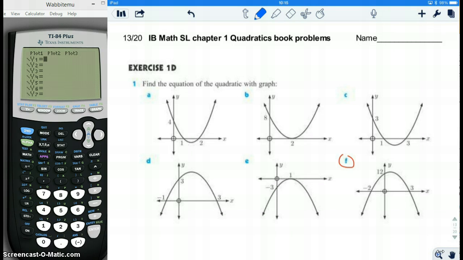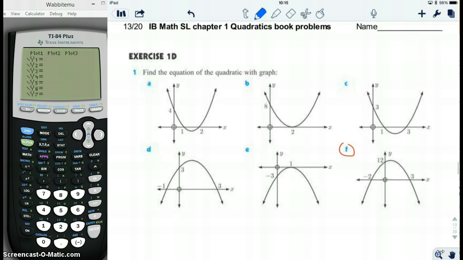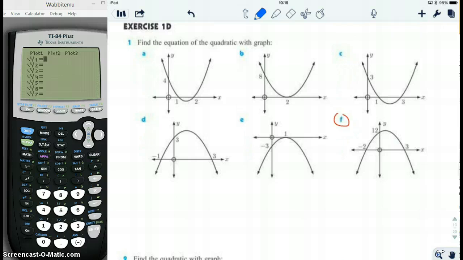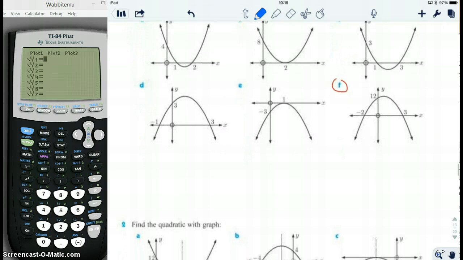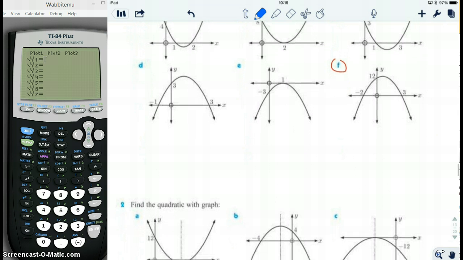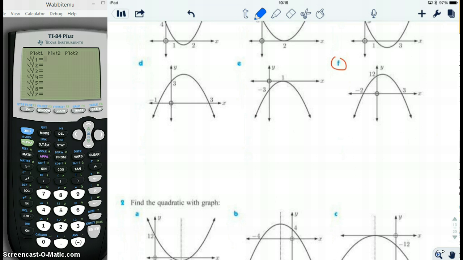Quadratics, page 13, exercise 1DF. Find the equation of the quadratic with graph, and they have a graph here. Usually you can write whatever form of equation you want. You could write standard form, you could write factorized form, you could write vertex form.